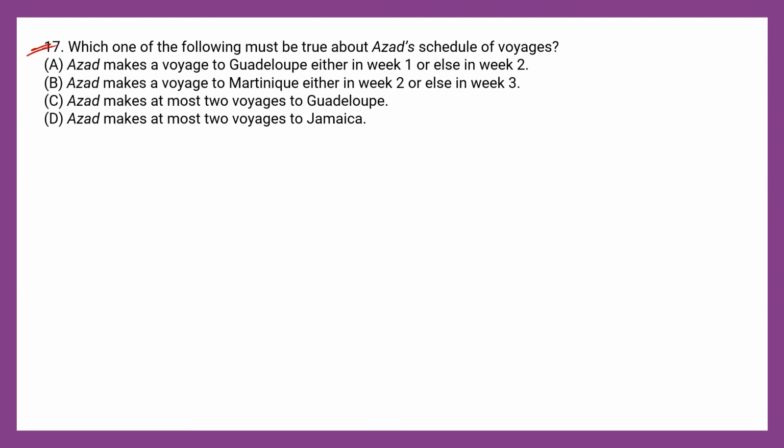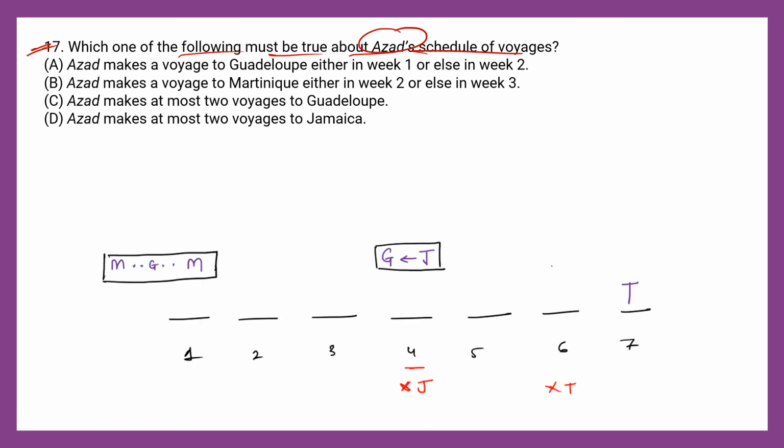Question number 17 says, which one of the following must be true about A's schedule of voyages? Here's our diagram once again. Now, if you have four options and one must be true, it means that the other three could be false. That's what it means, right?